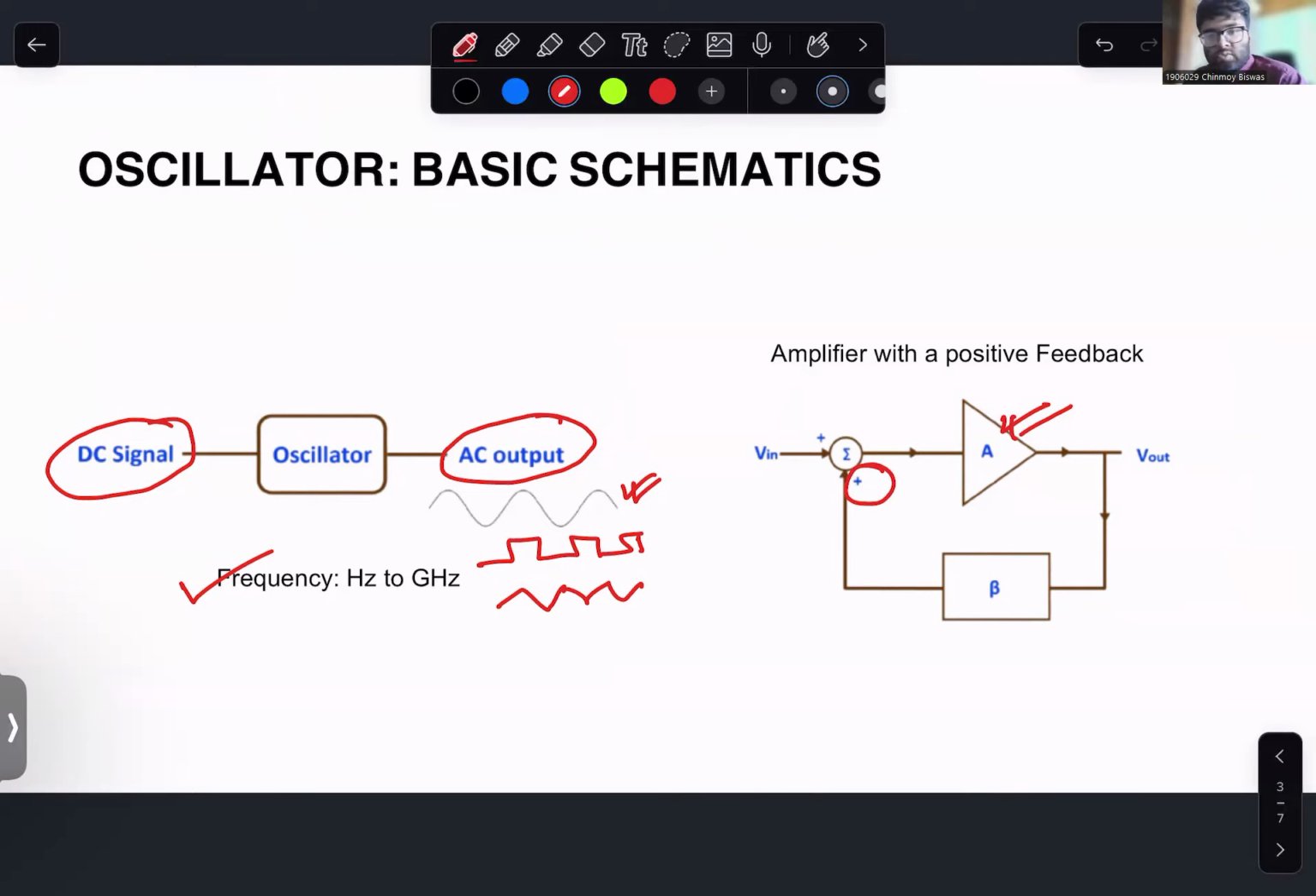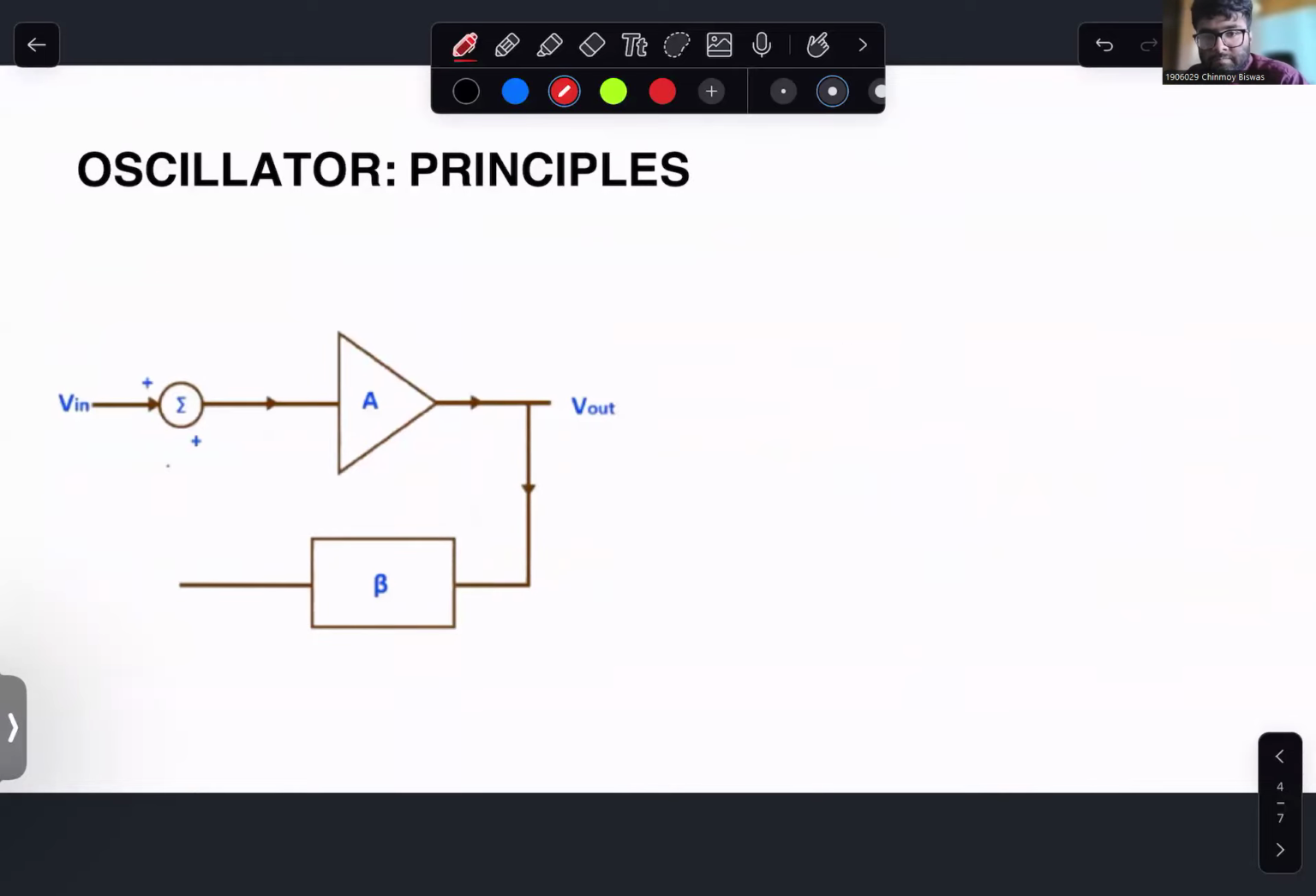Now let's understand its working principle. Let's say some input signal is applied to this amplifier. So at the output, the input signal will be multiplied by the gain of this amplifier. So the output signal can be written as A times V in.